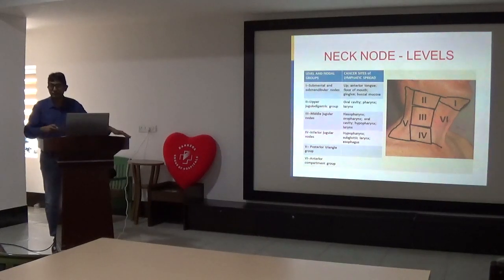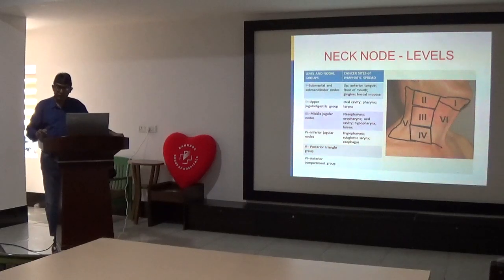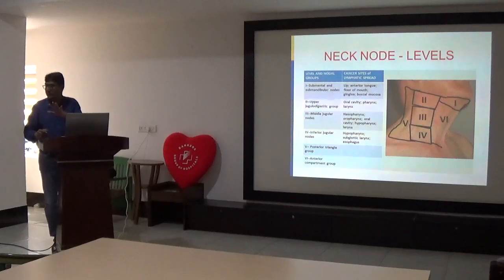If a patient presents with level 2 and level 3 nodes, does that mean there is extensive disease, an oral cavity lesion with extensive disease? Correct, if they are simultaneously present. See, what happens is most of the time a single positive node in the neck means a stage 3 disease. So for a neck node to come here, you will have to have a primary also of that size. Then only it will metastasize to the neck.